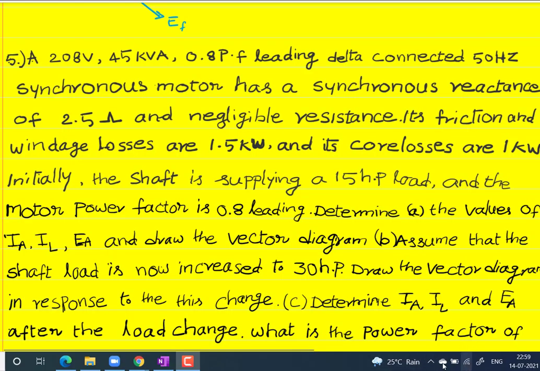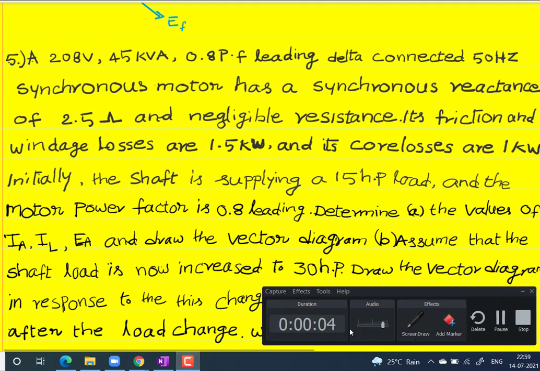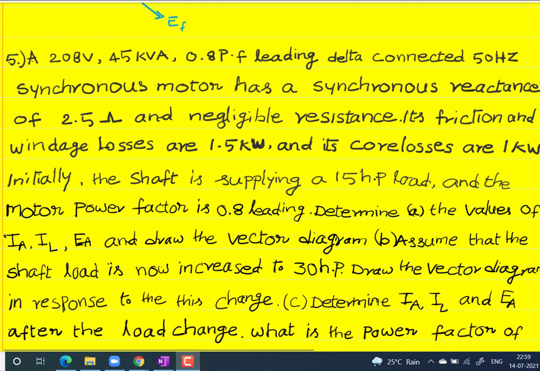Hello friends, today I will discuss the problems on the synchronous motors. The data is given like this.